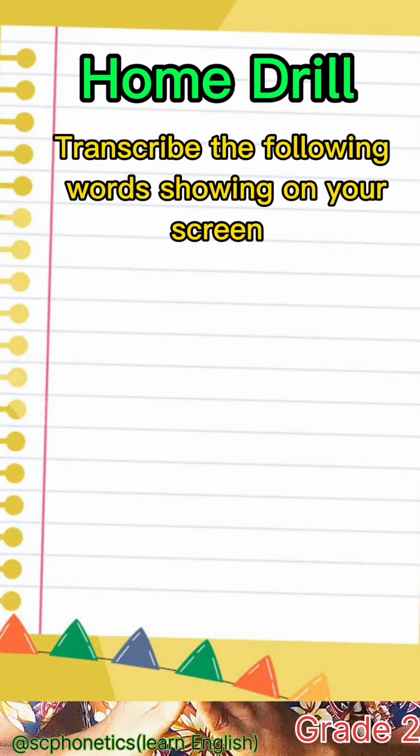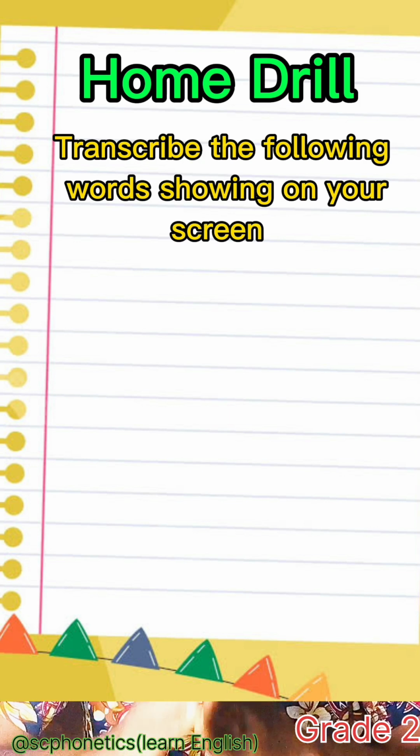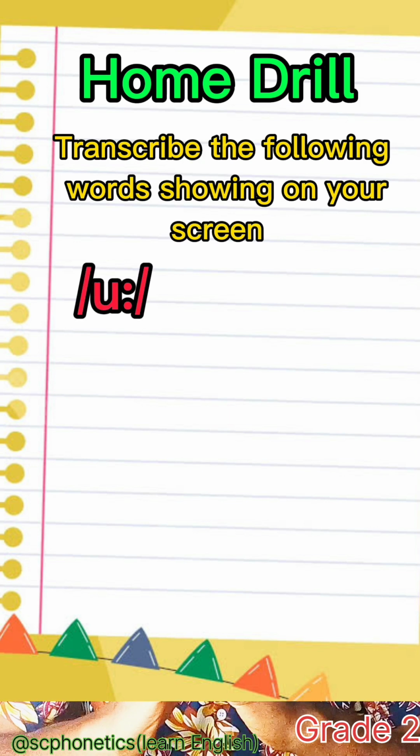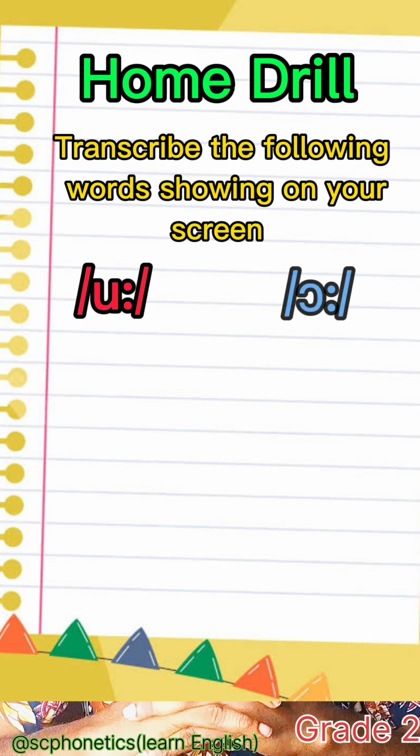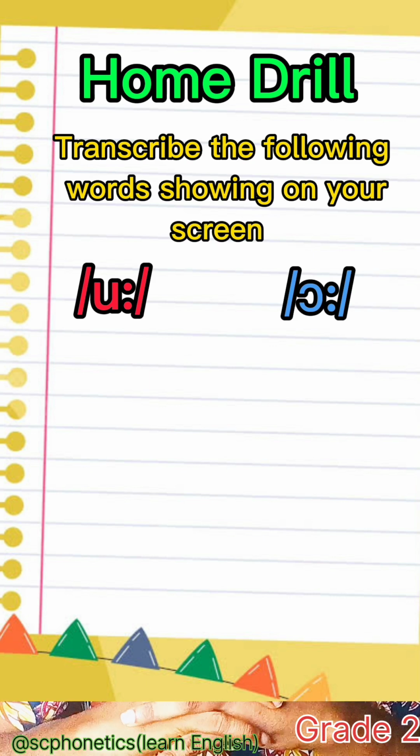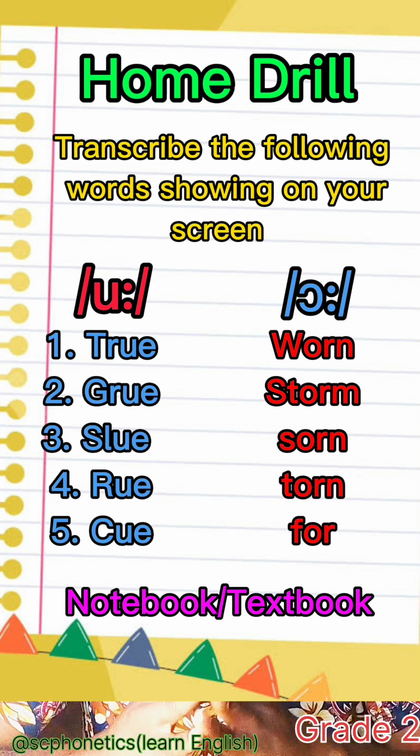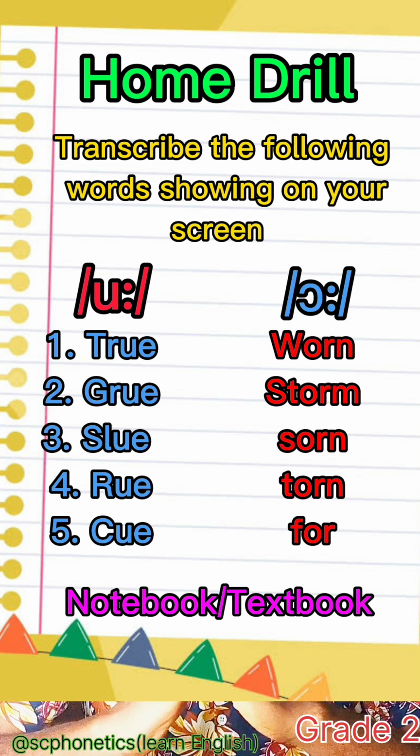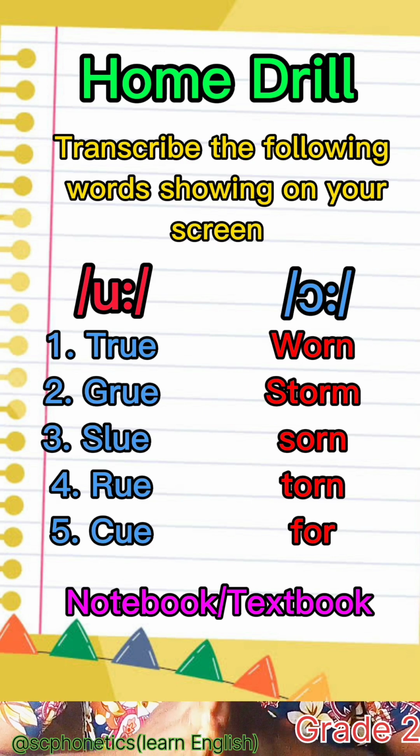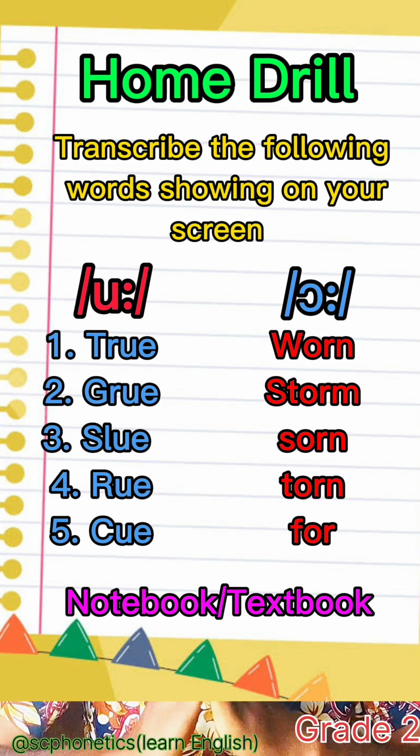Home drill. Transcribe the following words showing on your screen with sound U and OR. And remember, don't transcribe with capital letters. And also your letter C turns K.